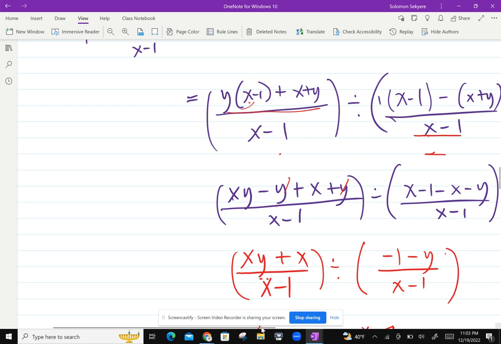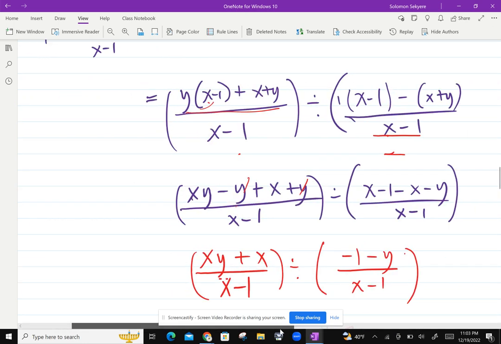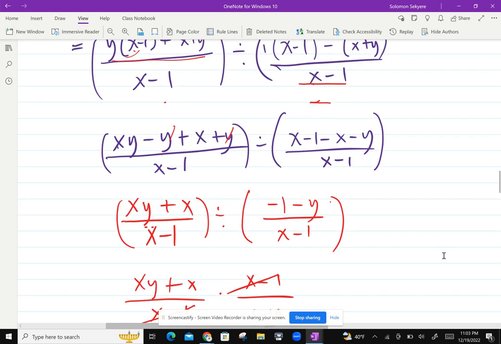And on this side, the same thing, we distribute, right? If you do that, what do you have? You're going to have x minus 1 minus x minus 1. So the x's cancel.